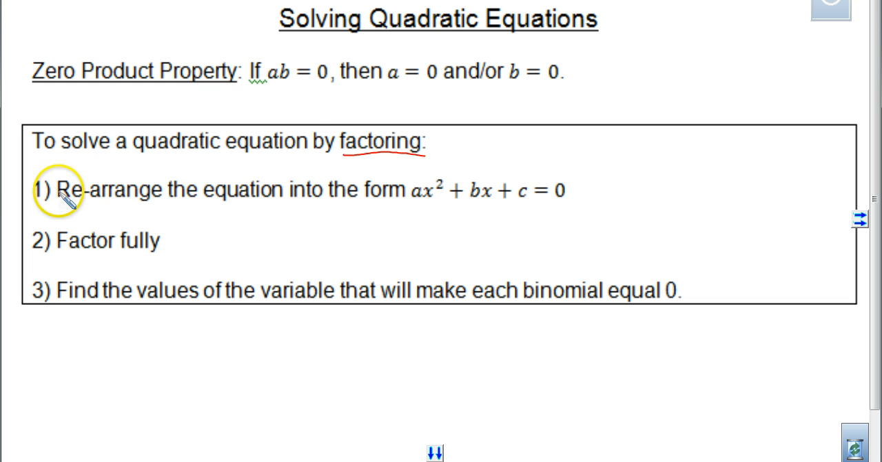So the first step will be to rearrange the equation so that you have a standard form quadratic equation on one side and just 0 on the other. Then we will factor fully. We'll factor this quadratic expression fully, and because it's equal to 0, we'll be able to find the values of the variable that will make each binomial equal to 0, just like when we found restrictions in the previous unit.